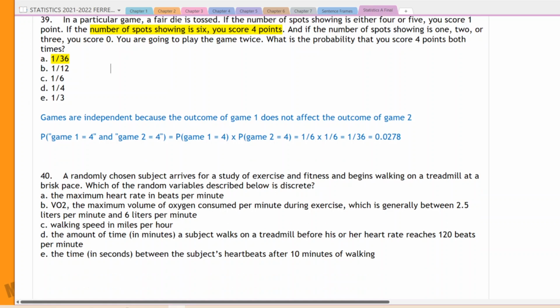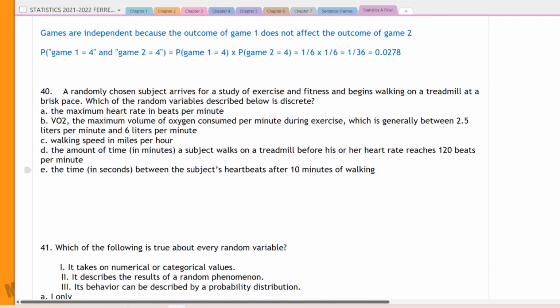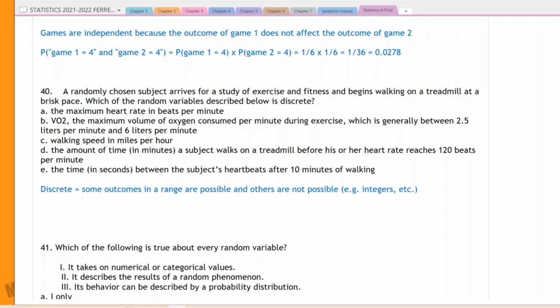Which brings us to question 40, the last one we're going to do in this video. A randomly chosen subject arrives for a study of exercise and fitness and begins walking on a treadmill at a brisk pace. Okay, so which random variable of these is discrete? Discrete means that some outcomes in a range are possible and other outcomes are not possible. The classic one here would be the set of integers.